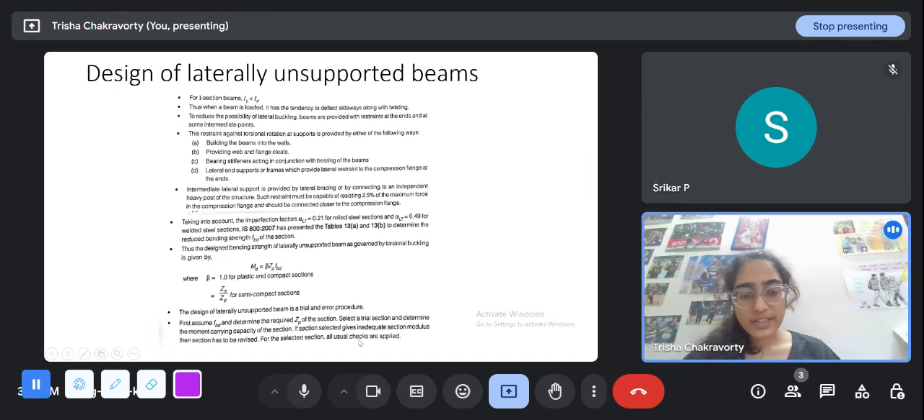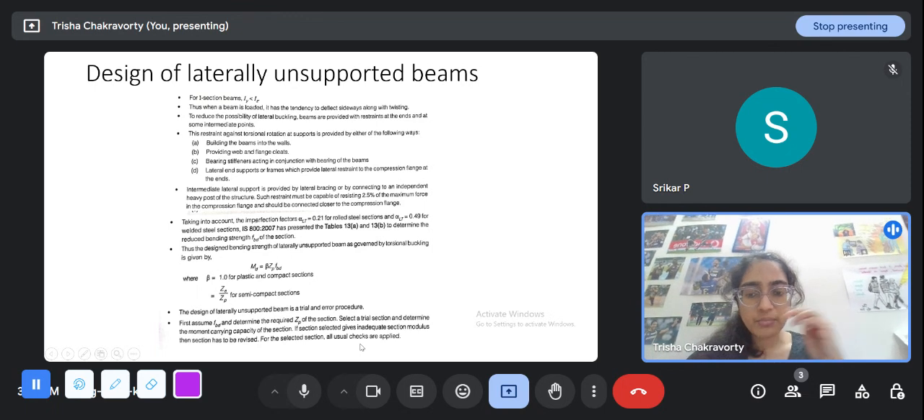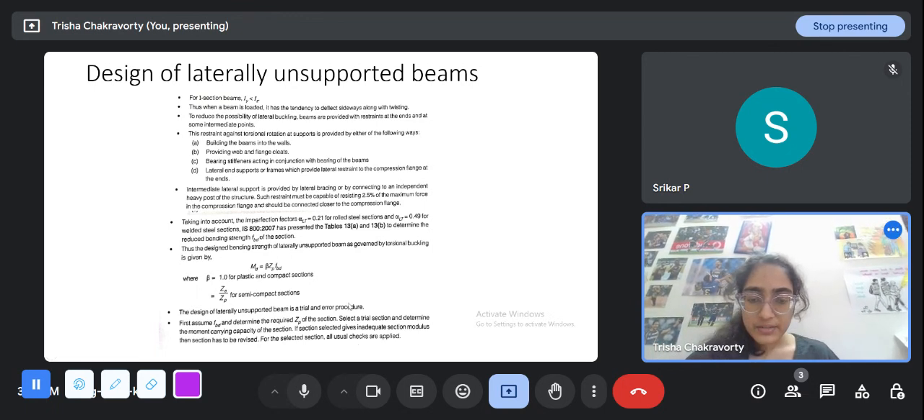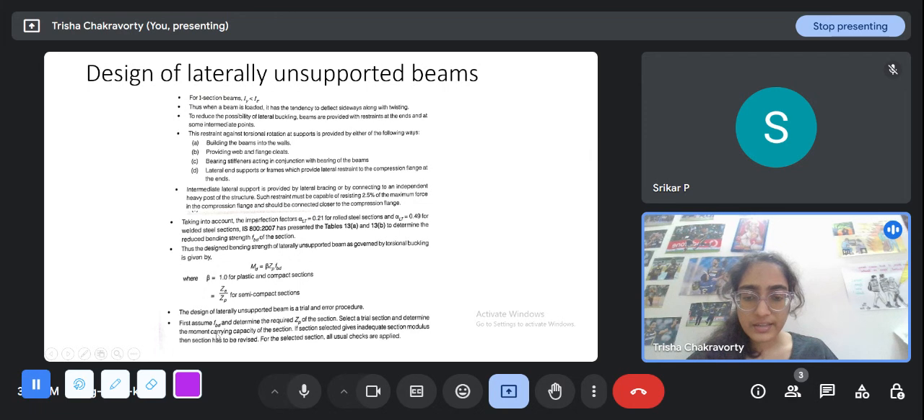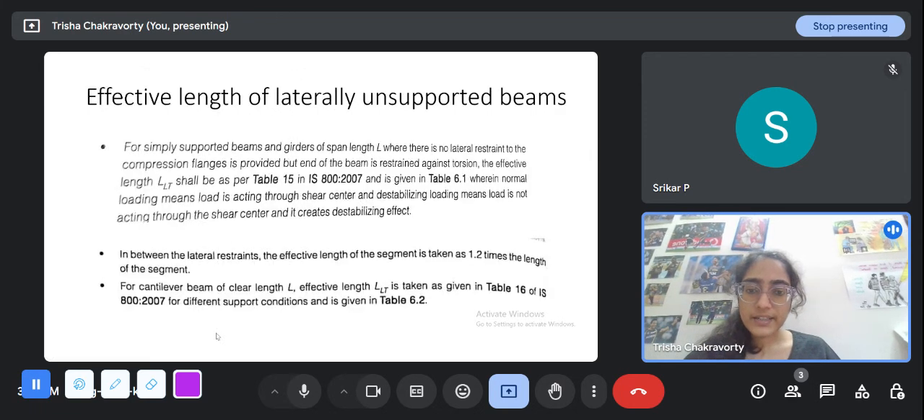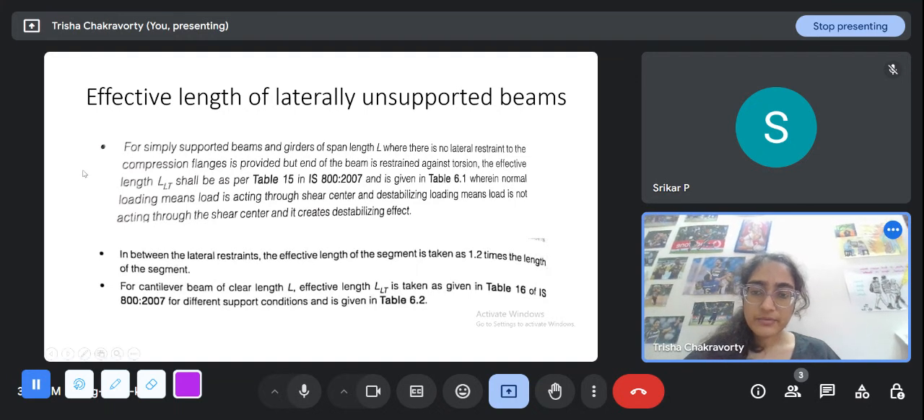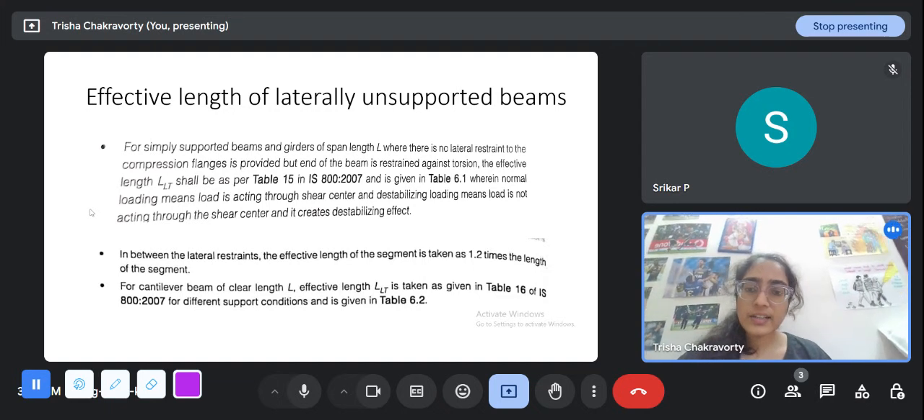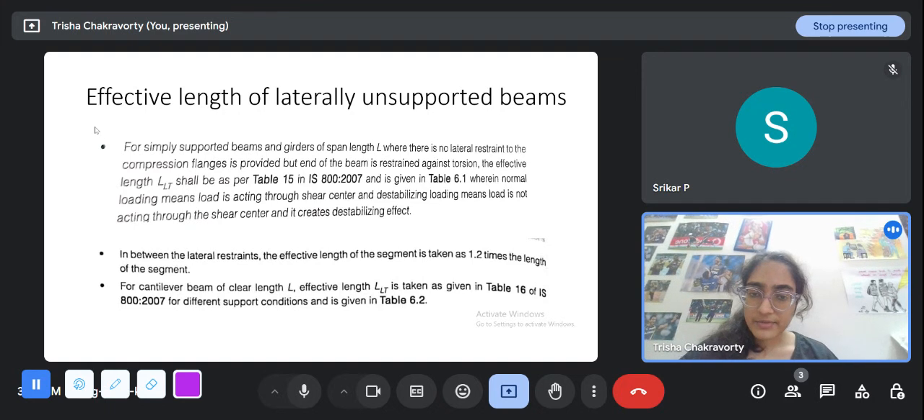Based on that, we have to take a trial section and determine the actual moment carrying capacity of the section. If that is less than FBD, then we have to again revise the section, and then all the usual checks are applied. There is an effective length for laterally unsupported beams. For simply supported beams and girders of span length where no lateral restraint to the compression flanges is provided, but the end of the beam is restrained against torsion, the effective length LT shall be as per table 15.